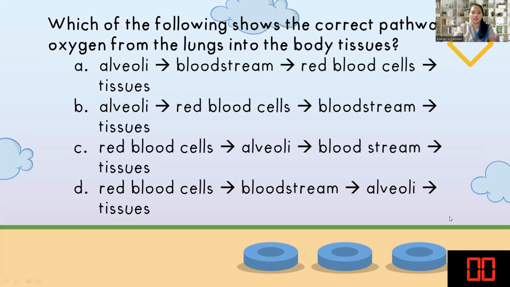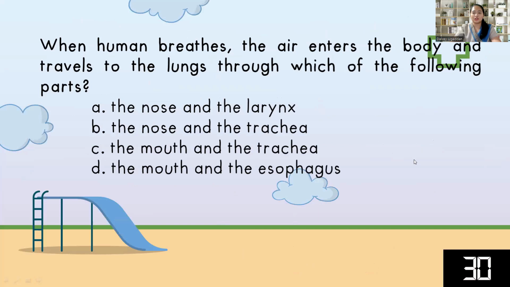Okay, so this question is about how the oxygen from the lungs is transferred to your body tissues. We can use the elimination method to identify the correct answer. The first structure involved in transferring oxygen from the lungs to the body tissues is of course the alveoli. Looking at the options here, we can eliminate options C and D since they both start with the red blood cells. The alveoli will pass the oxygen to your bloodstream and then to your red blood cells, then finally to your tissues. So it's letter A.